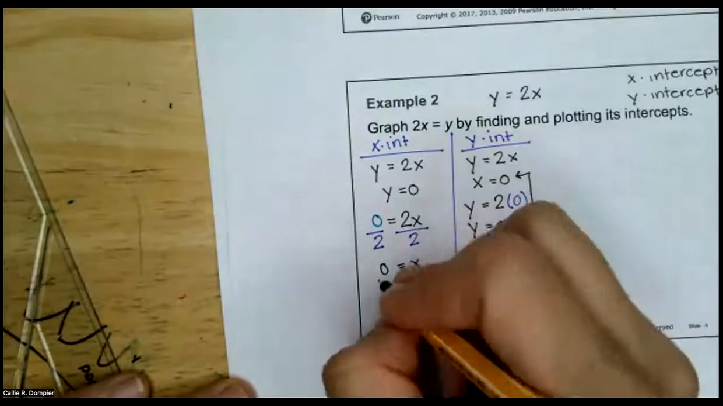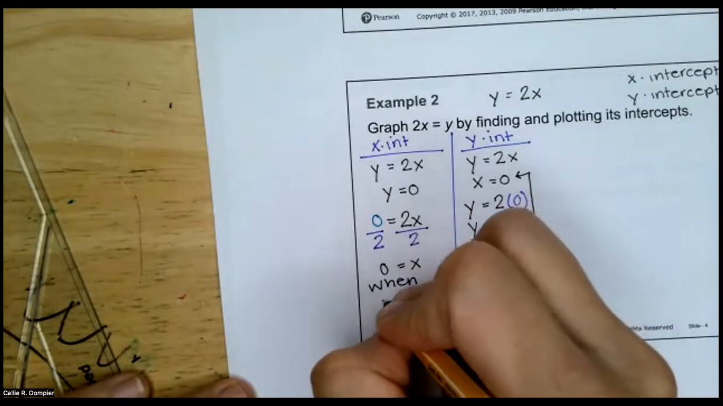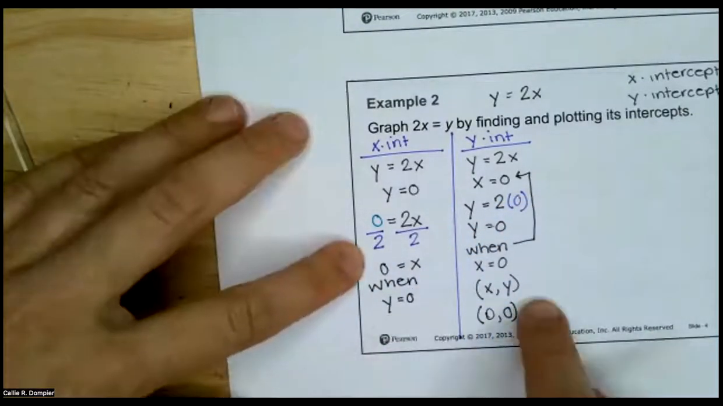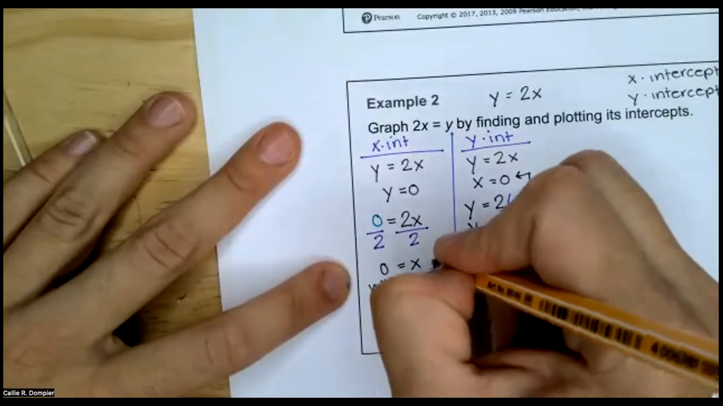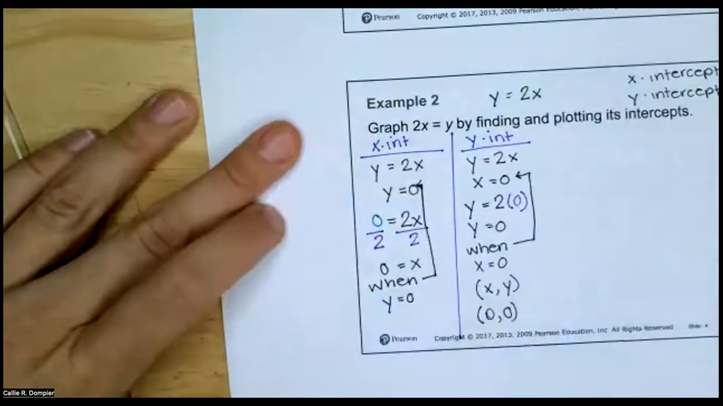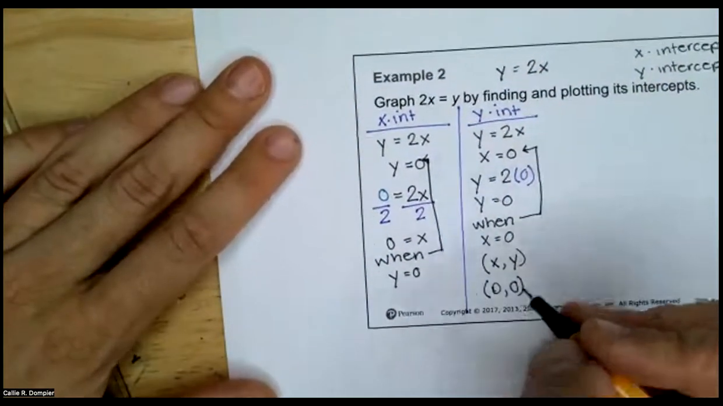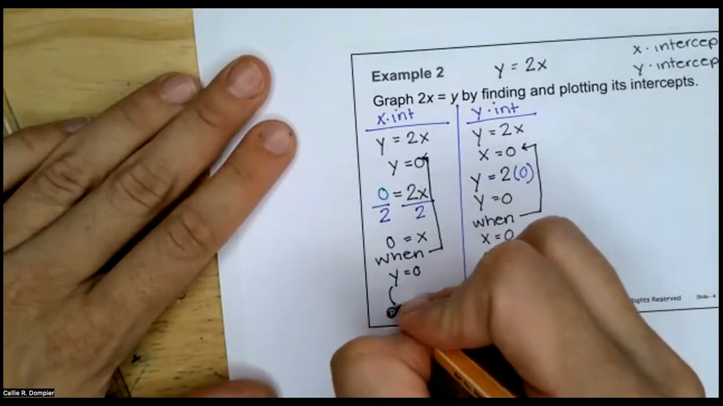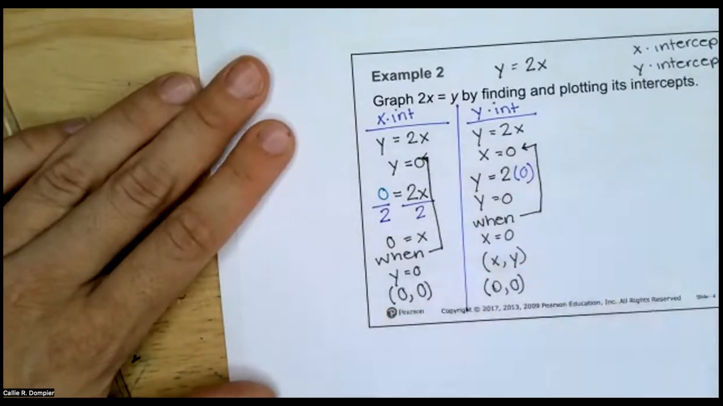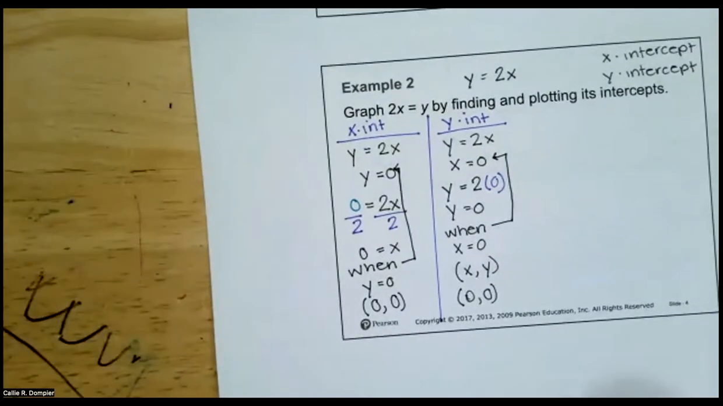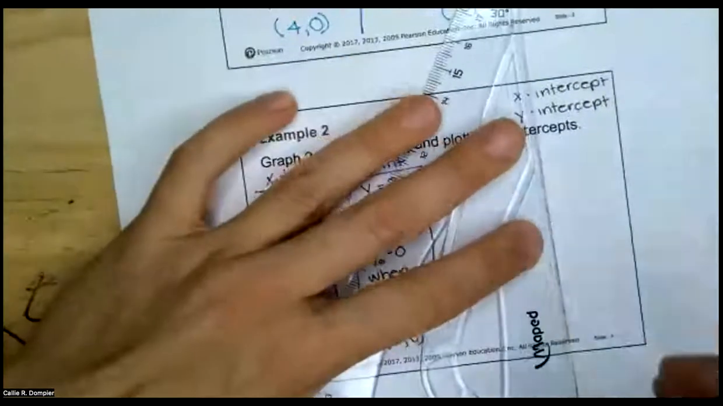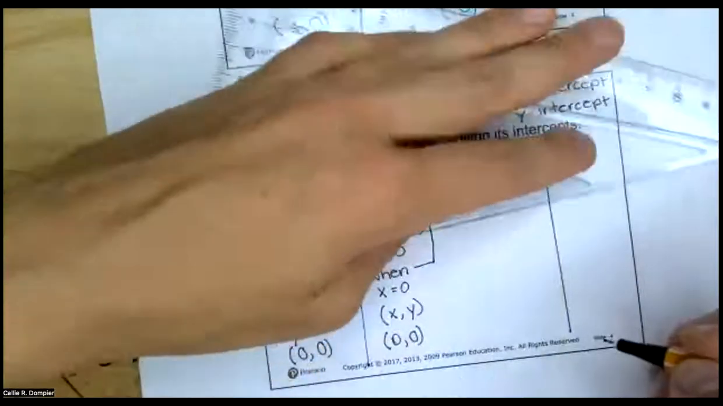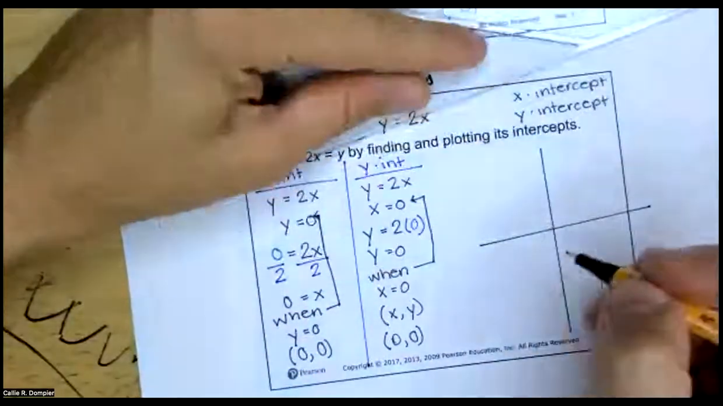So x is equal to 0 when y is equal to 0. Once you see 0, 0, in this class, that is your intercept if it's a linear equation. So x is 0, y is 0. My x-intercept and my y-intercept are 0, 0. But remember, you still need to find another point because you need 2 points to figure out what your line is. So my line goes through the point 0, 0.